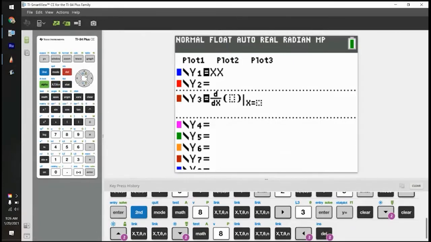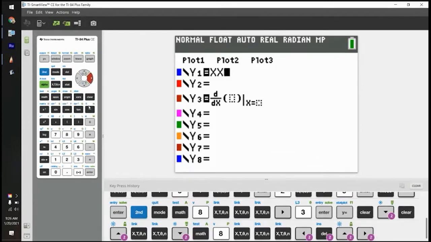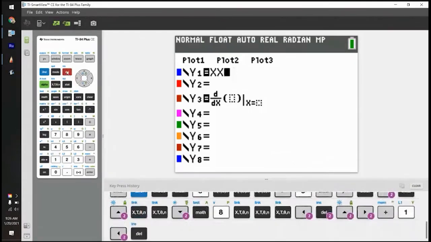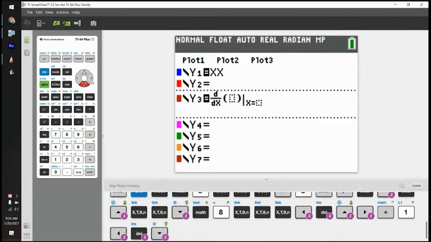Because what if I wanted to make y1 x squared plus 1? I don't want to have to change it in 2 places. Wouldn't it be cool if I just changed it in 1 place and then it automatically changes my y sub 3? So what we want here, instead of putting the x squared in here, we want to put the y sub 1 in here. Okay, this is how you do this.